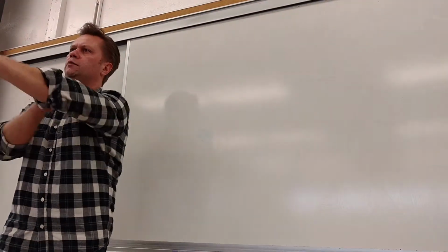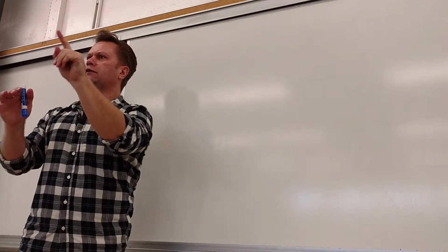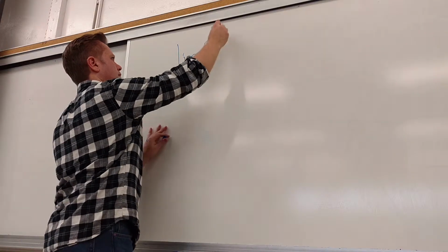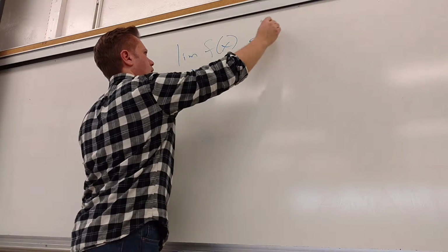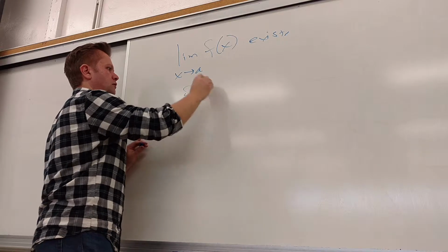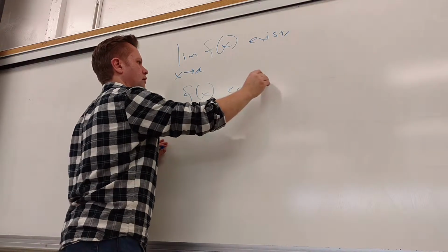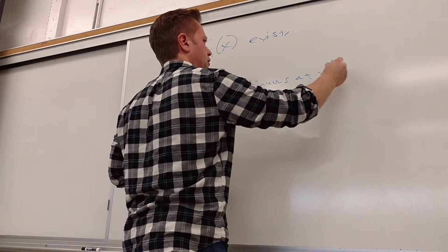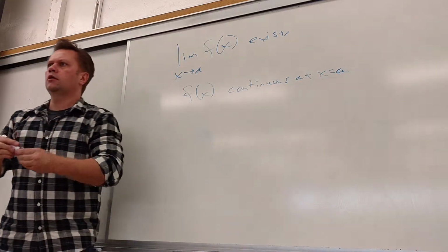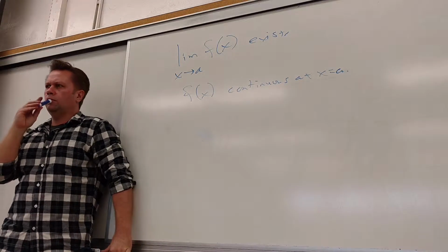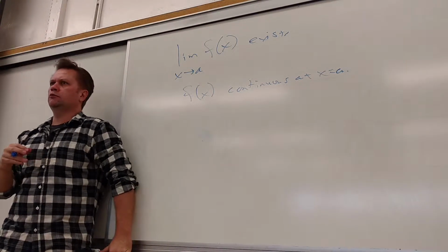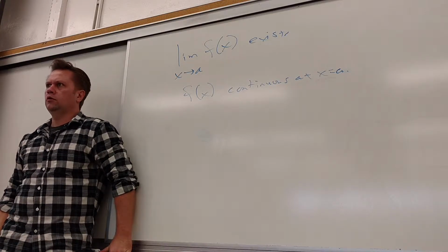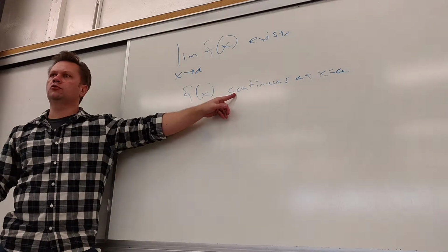Let me ask you this, just before we get into this problem. What's the difference between the limit existing at a point versus a function being continuous at a point? Is there a difference? Or are they the same? There's a difference. Which one's more restrictive? Which one requires more to be true? The continuity requires more to be true, right?